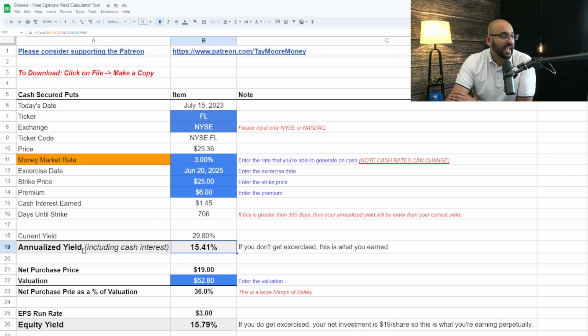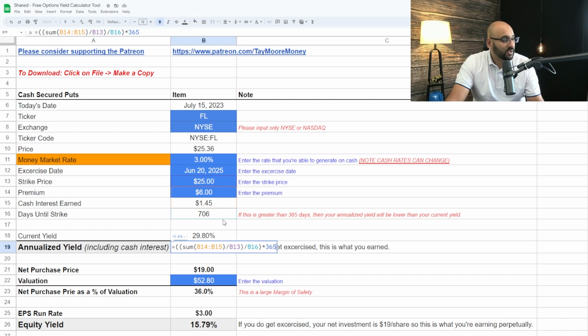Okay, and so now what we really need to do is look at the annualized yield, which includes the cash interest. And so what this complicated formula is really doing is it's just taking the sum of what you earned, which is the B14, B15, just the $6 plus the $1.45. So that's your $7.45. You divide that by your initial investment, which is the $25. Okay, and so now that would give you the $29.80, right? You can do that on your calculator. So 6 plus 1.45 gives me 7.45, divided by the 25 gives me 29.80%.